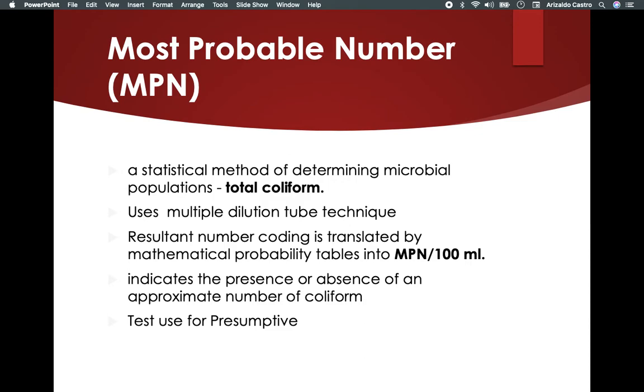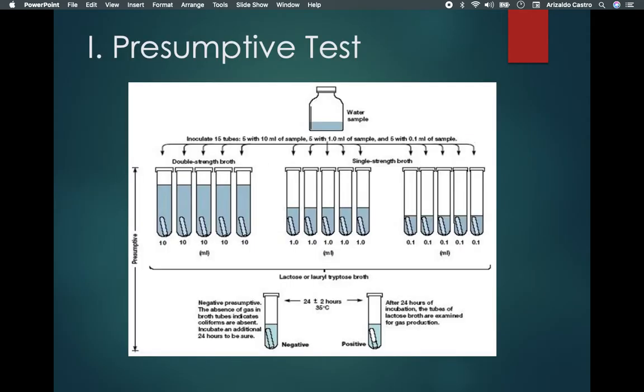So we employed this method under the presumptive test. The presumptive test, our water sample, we inoculated it into multiple tubes containing different volumes of the medium. So we have those that we inoculated with 10 ml, those with 1, and those with 0.1. After a while, we check on the positivity or the negativity under the presumptive test.